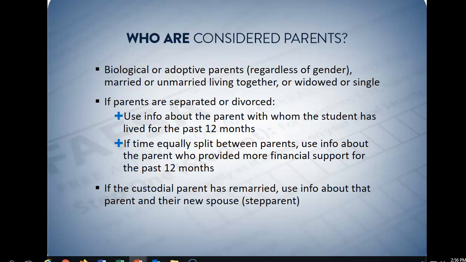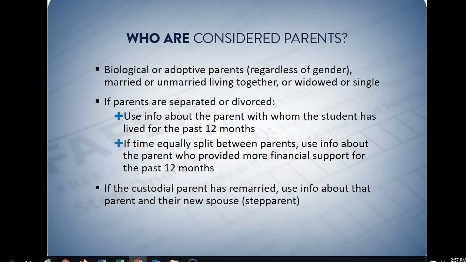If the parents are either separated or divorced, whichever parent the student lives with most in the past 12 months is the parent who should be completing the FAFSA. If the time between those two parents is split equally, then you would use the information of the parent who provides more financial support over the last 12 months. But the first kicker is who they live with most.